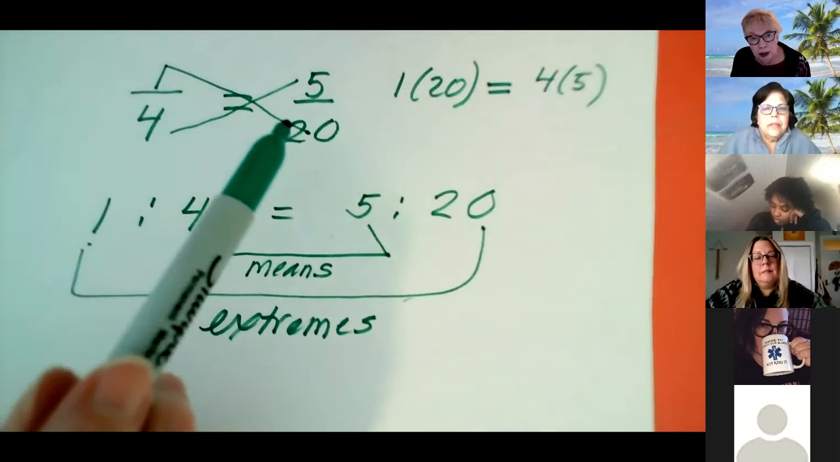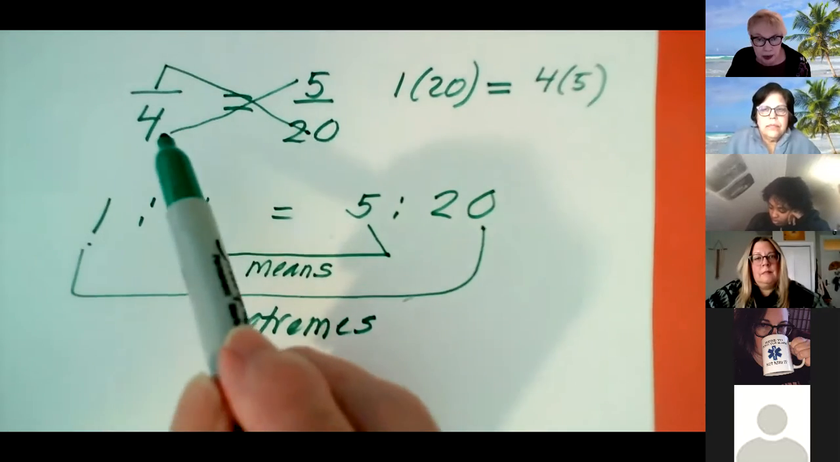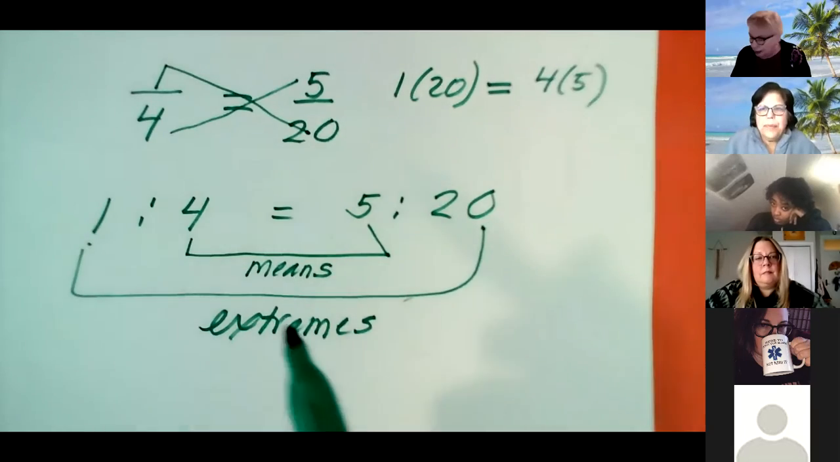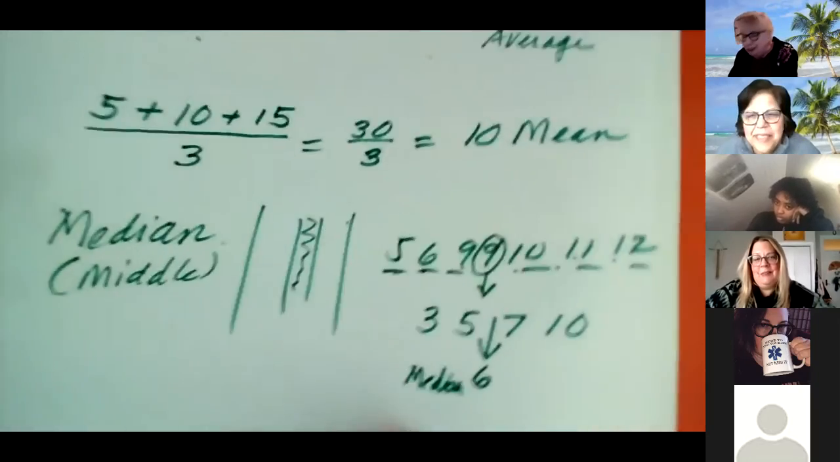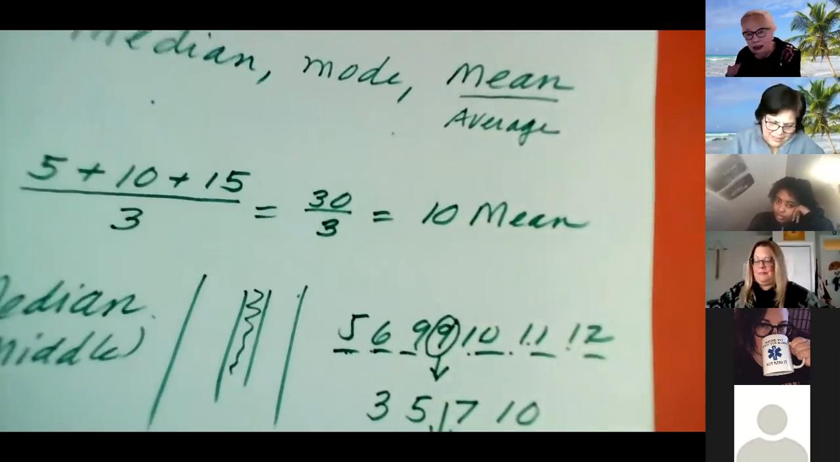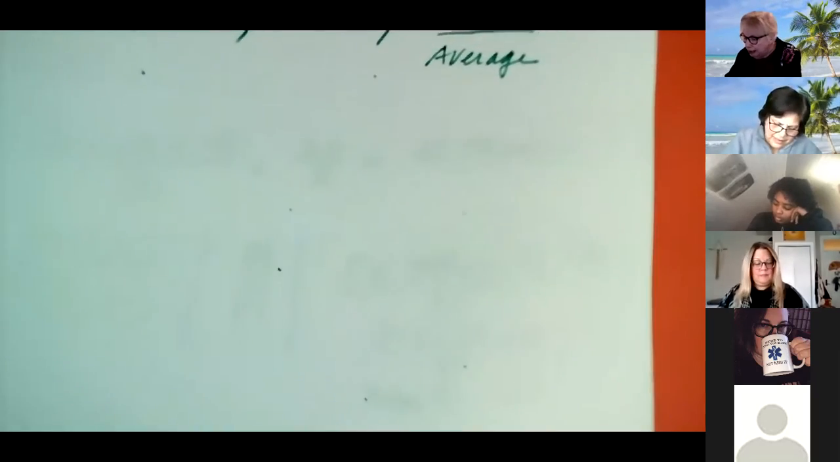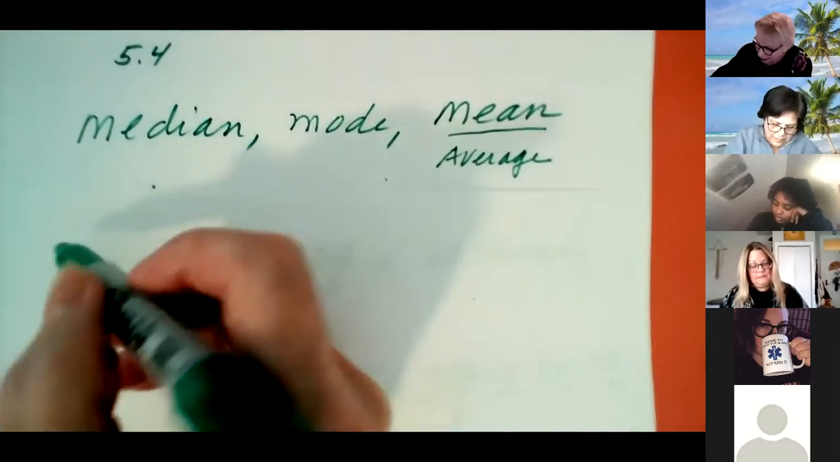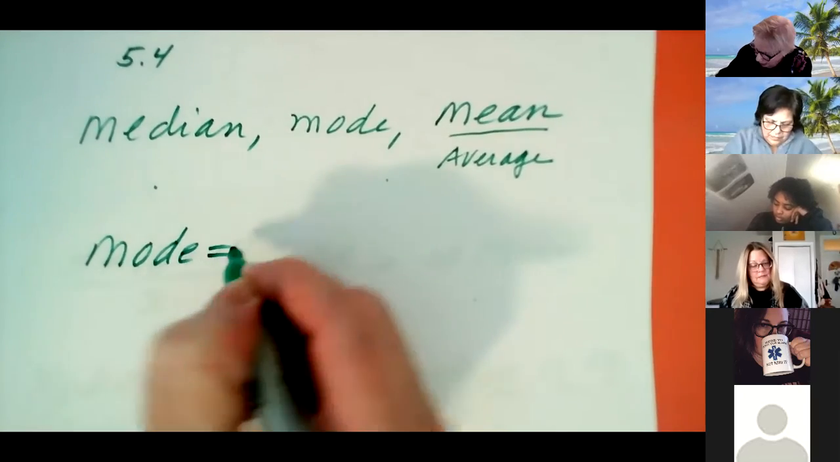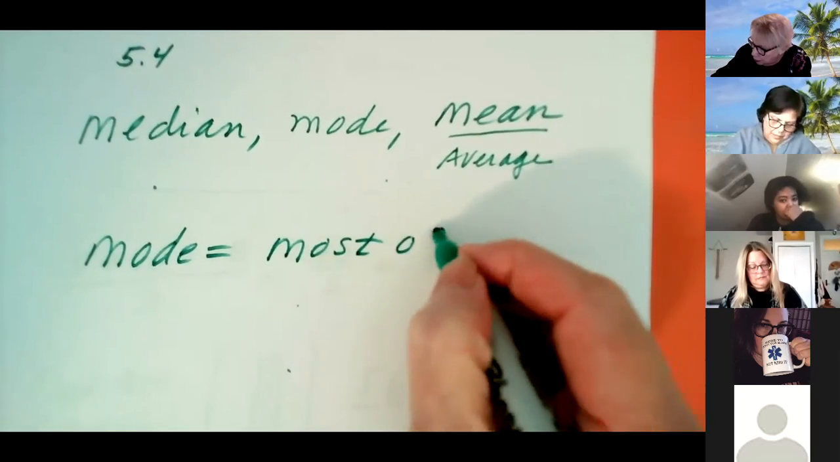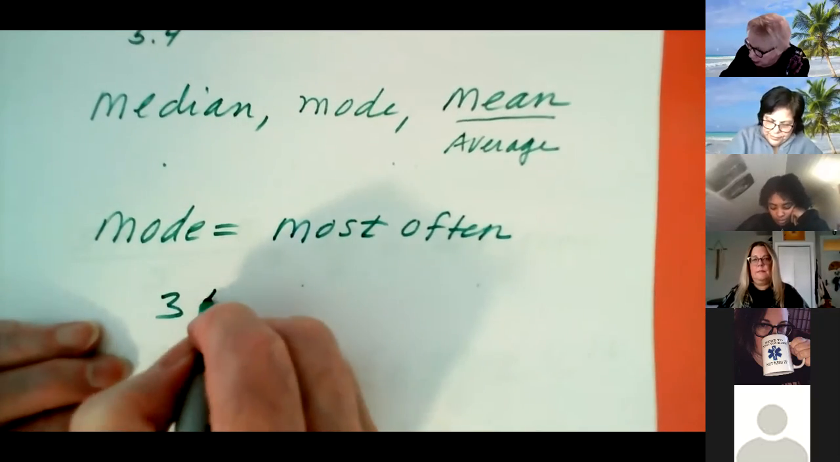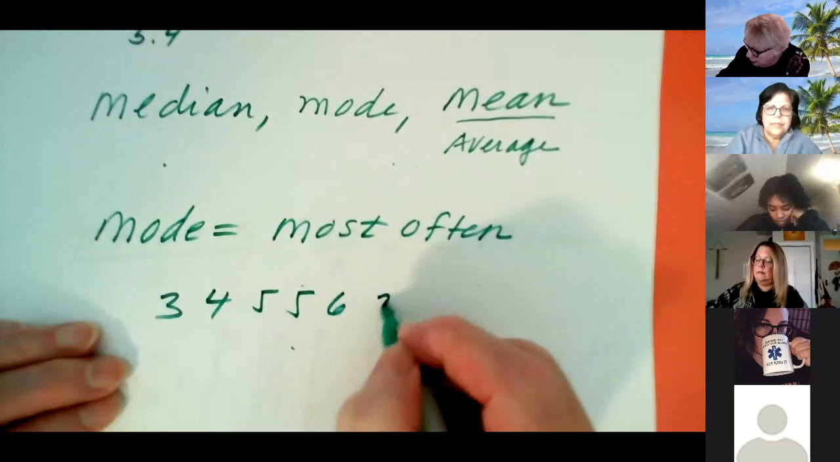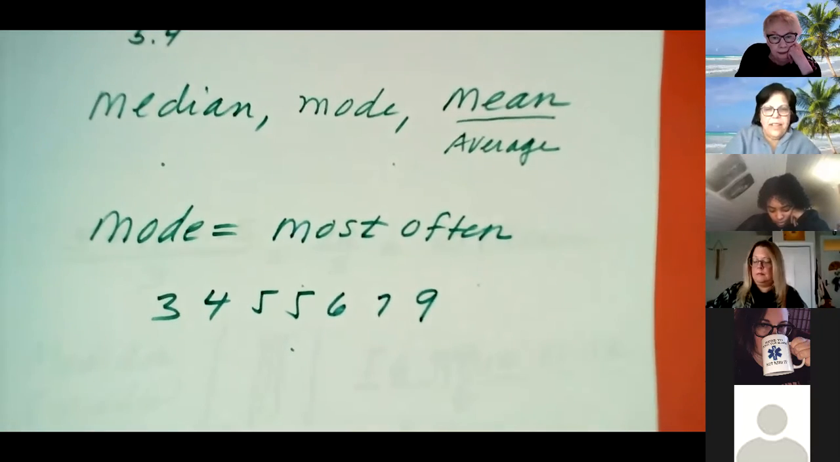The extremes are the first and the last, and the means were these two. And what's the mode? Actually, it doesn't ask for the mode, but it'd be good to know. Median, mean, and mode are the three that they use a lot. The mode is whichever number appears most often. So for instance, 3, 4, 5, 5, 6, 7, 9. The mode is 5.